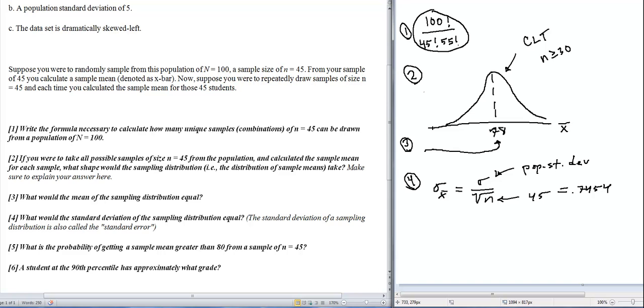Question 5: what is the probability of getting a sample mean greater than 80 from a sample of n equals 45? This is going to require me to use my knowledge of the normal distribution. Let me pause this for a minute and clear the slide.